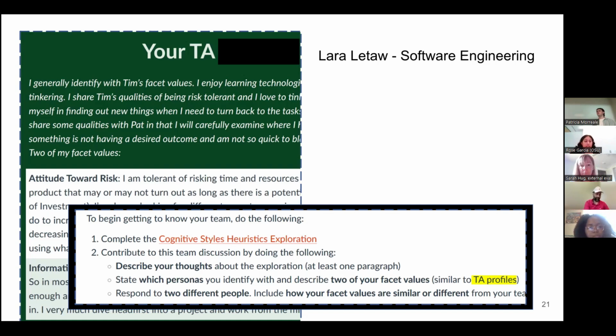And this was all done on a discussion board, both at a team level and a class level, so that you can see a snippet of that. State which personas you identify with and describe two of your facet values. She used that TA profile as an example as well, and then asked students to respond to different people. So it was a way to facilitate discussion between people in the class.